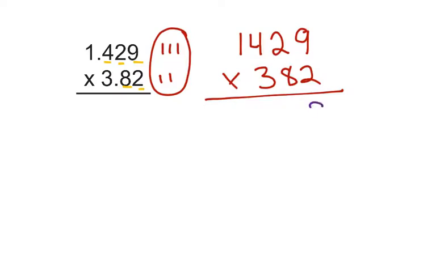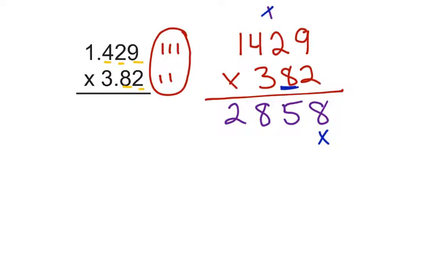We have 9 times 2, which is 18, carrying the 1. 2 times 2, which is 4, plus 1 is 5. 2 times 4, which is 8. And 2 times 1, which is 2. Then I'm going to hold my spot with a 0 or an X. I'm going to go ahead and use an X because that reminds me that now I'm in the tens place. So I'm going to cross out my other numbers.